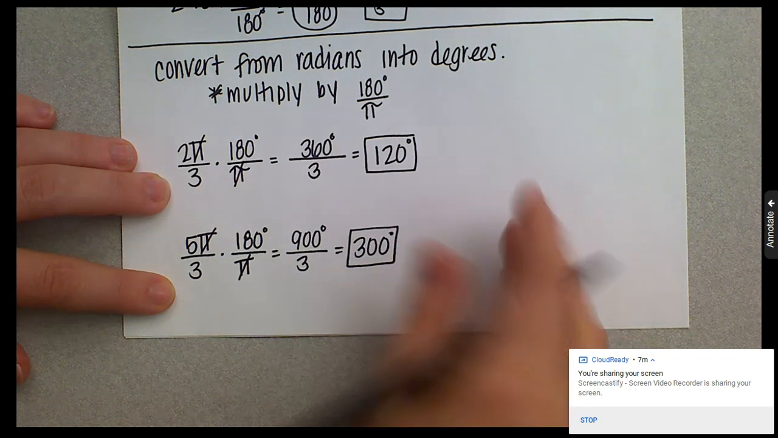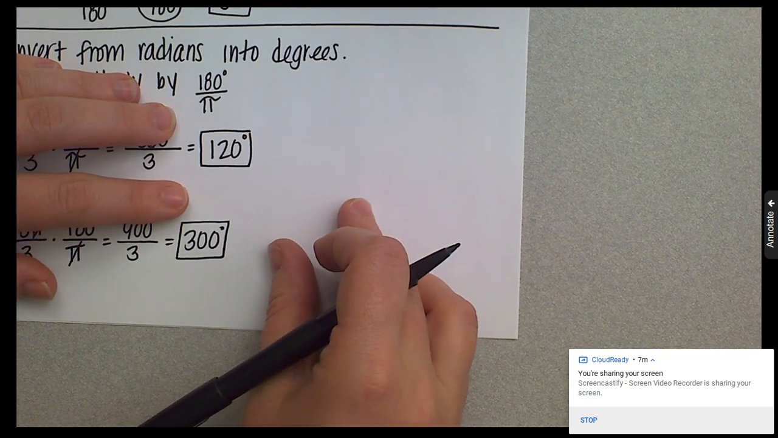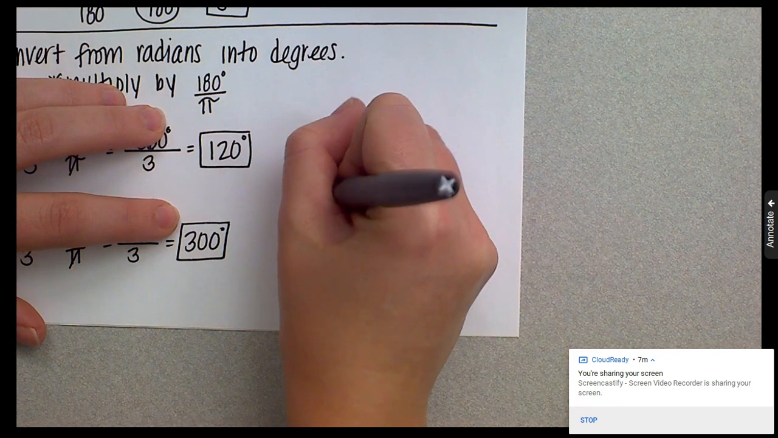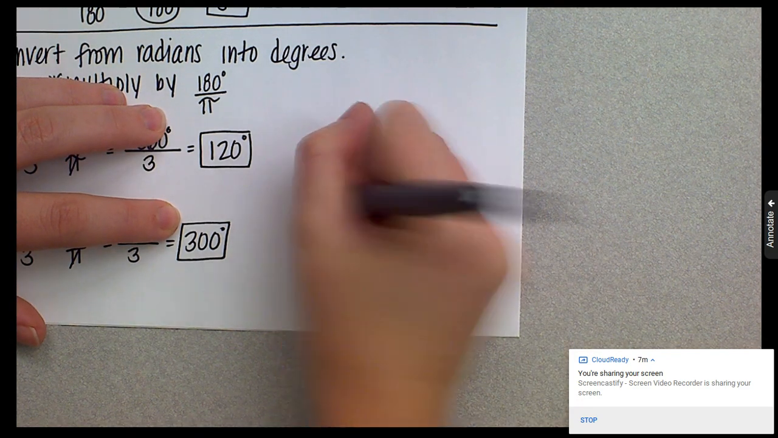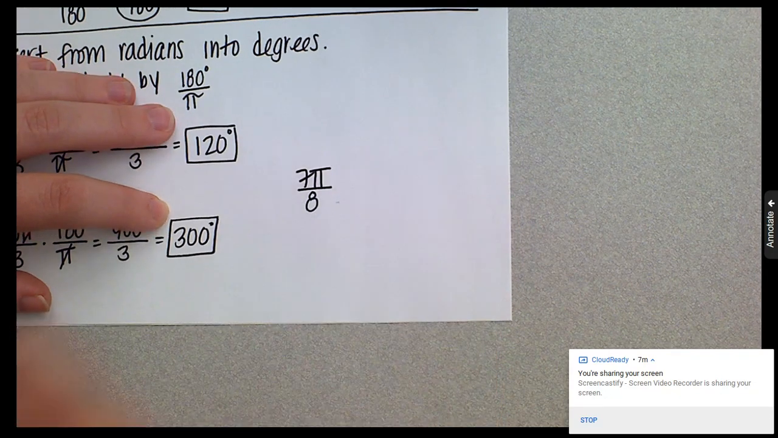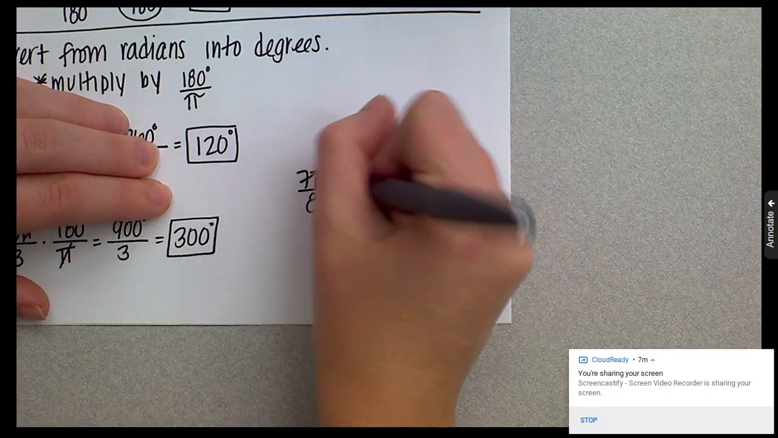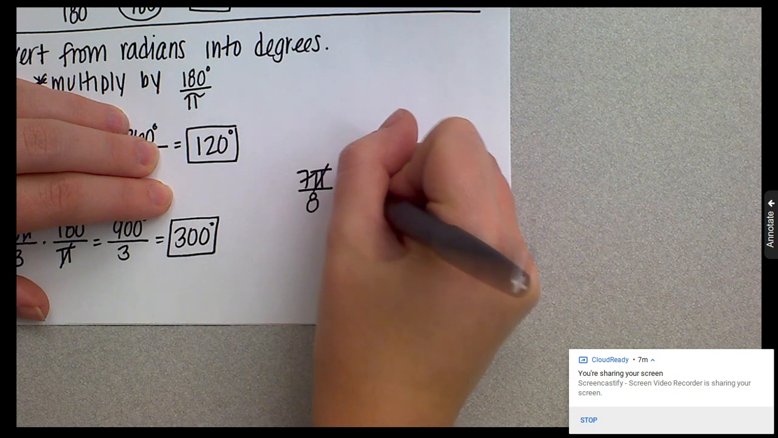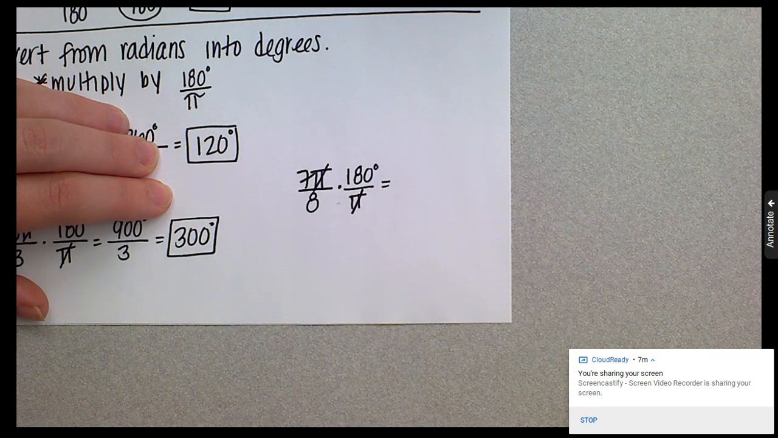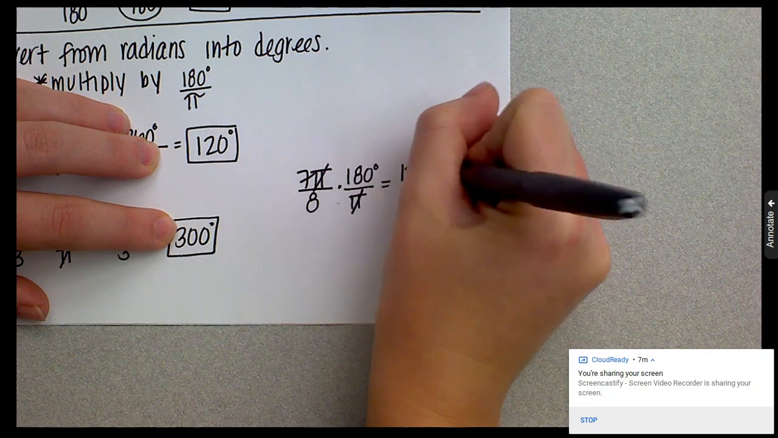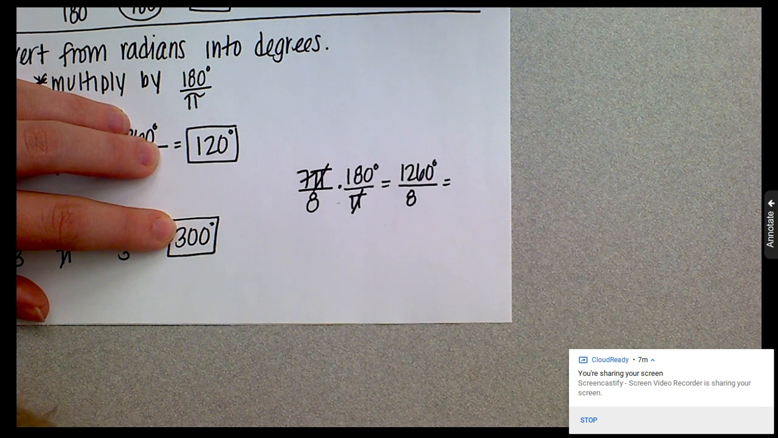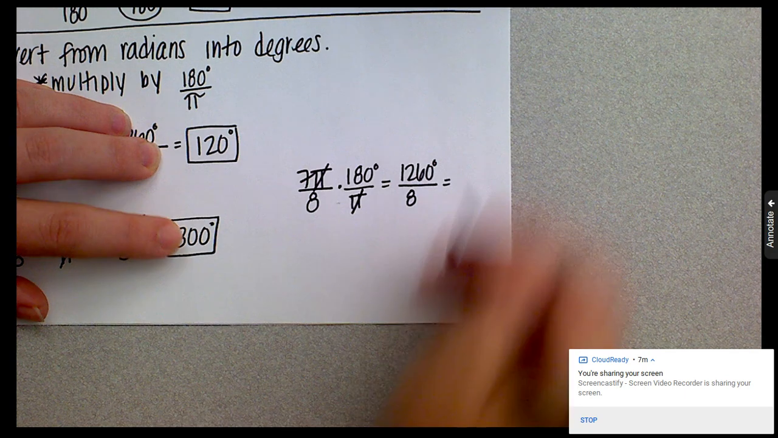So that's that. Let's just do one more, as a wrap up. And that was the main thing that we went over in class. Let's do 7 pi over 8. Sorry, I'm running out of room, I'm trying to squish it on there. Same idea. We're going to multiply by 180 over pi. Pi's cancel. 7 times 180, no clue, it comes out to 1260. Then I'm just going to divide that by 8, and it comes out to 157.5.